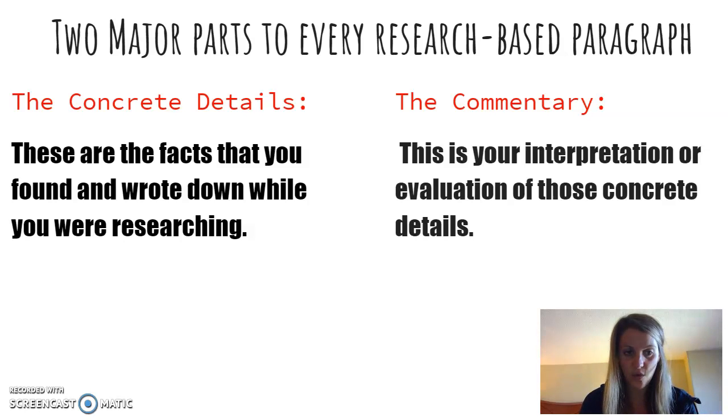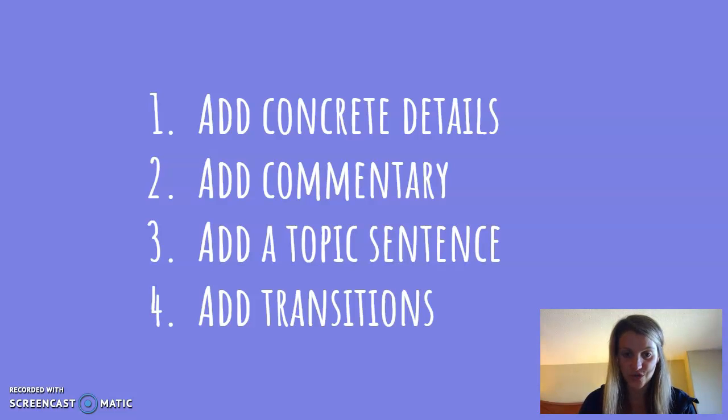So there are going to be 4 parts to your paragraphs. 1, the concrete details, so that's the facts, that's what you already have. 2, the commentary. This is going to be explaining why these facts are important. How do these facts contribute to your person's legacy? And then 3, you're going to add a topic sentence. A topic sentence is going to introduce your paragraph's contents. What are you writing about in this paragraph? What do you want the reader to remember by the time he or she gets to the end of the paragraph? And then 4, transitions. These are just going to help our paragraphs flow smoothly and make our paper run together nicely.